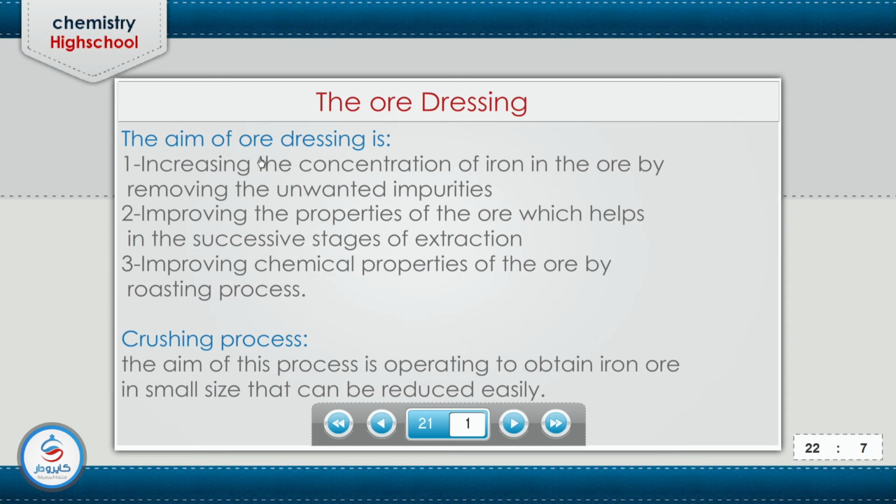So in the ore dressing we will study the aim of this process. The aim of the ore dressing is, number one, increasing the concentration of the iron in the ore by removing the unwanted impurities. Number two, improving the properties of the ore, which helps the successive stages of the extraction. Number three, improving chemical properties of the ore by roasting process.